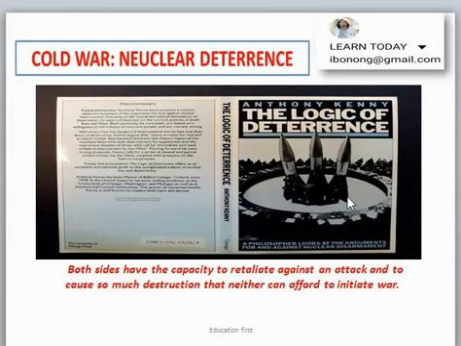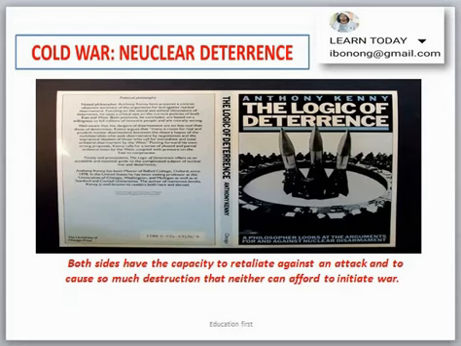The concept of nuclear deterrence follows the rational first use principle. Both sides have the capacity to retaliate against an action and to cause so much destruction that neither can afford to initiate war. That is nuclear deterrence. It is a military doctrine according to which the possibility that a country will use nuclear weapons in retaliation deters an enemy from attacking.